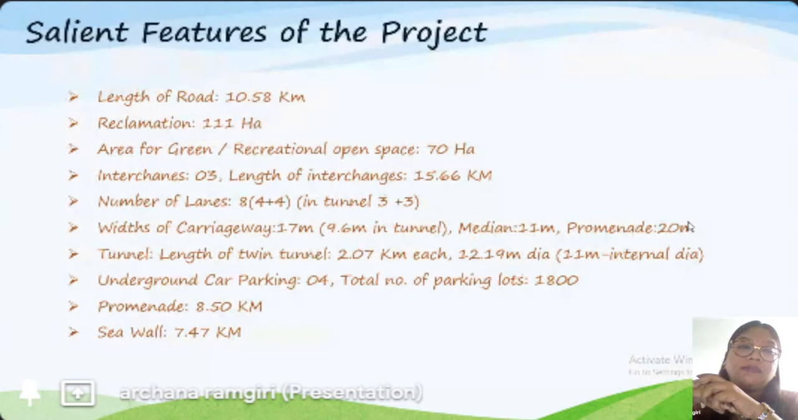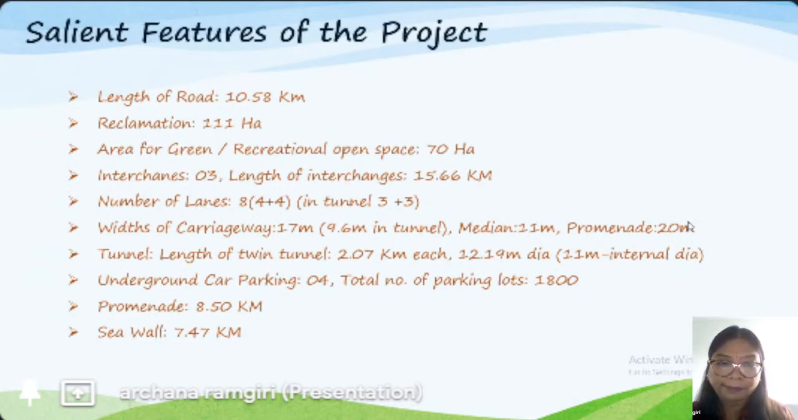Salient features of the project are as follows. The length is 9.58 kilometers. Total reclamation is 111 hectares. Area for green recreational open space is 70 hectares. Interchanges in total in the coastal road are 3, and length of interchanges is around 15.66 kilometers. The number of lanes we are going to provide is 8 lanes, 4 plus 4. And in tunnel, we are going to provide 3 plus 3. Width of a carriageway is 17 meters and 9.6 meters in tunnel. Median is 11 meters. And we are going to provide a 20 meter promenade for the people.